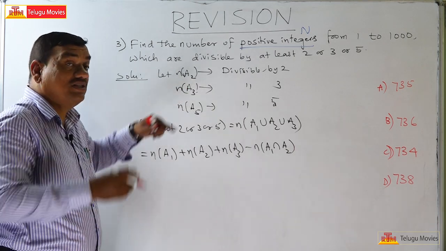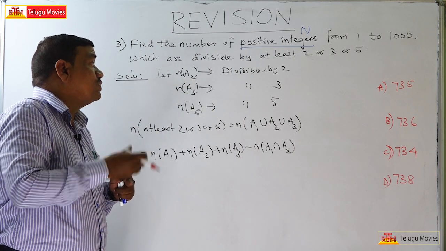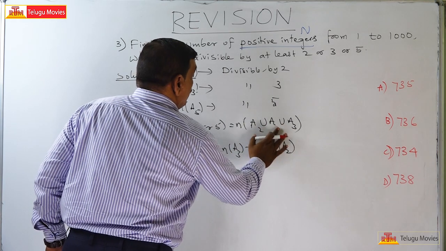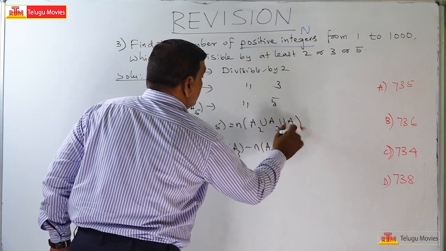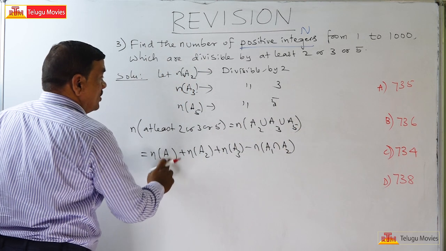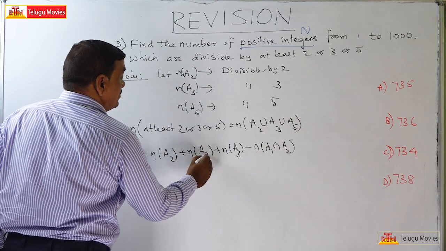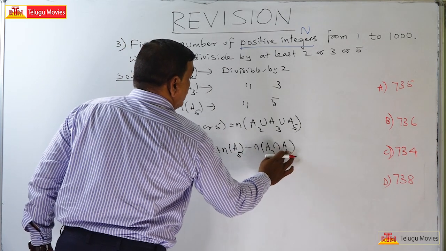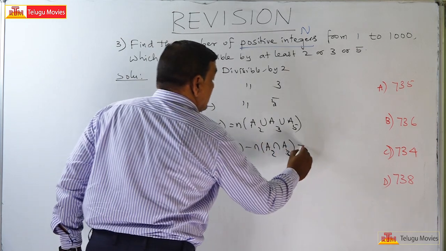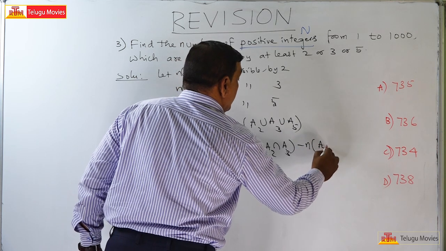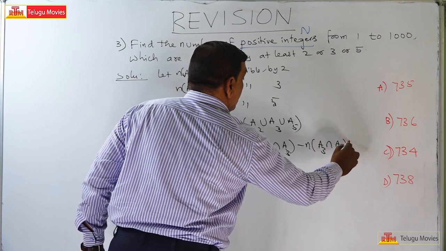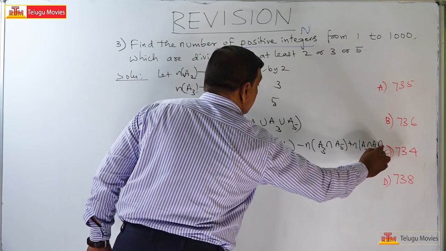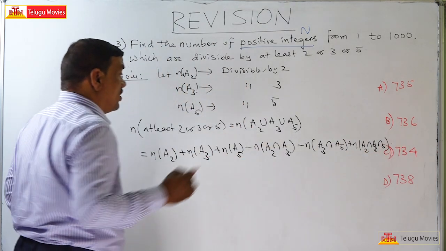That means A2 is a set containing the elements which are divisible by 2, A3 by 3, and A5 by 5. So the formula is n of A2 union A3 union A5 equals n of A2 plus n of A3 plus n of A5, minus n of A2 intersection A3, minus n of A3 intersection A5, minus n of A2 intersection A5, plus n of A2 intersection A3 intersection A5. So this formula we have to know.